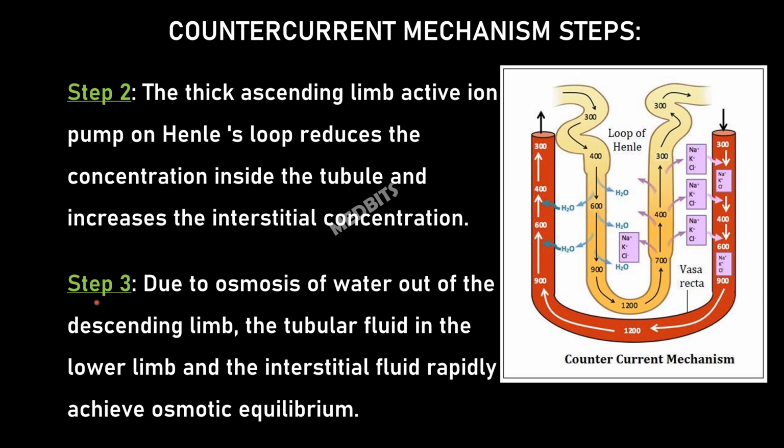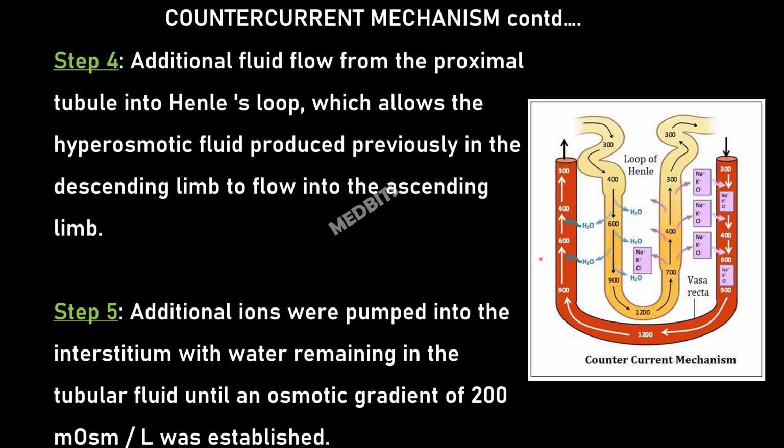And let's look into step 3. Due to osmosis of water out of the descending limb, you can see here H2O, the tubular fluid in the lower limb and the interstitial fluid rapidly achieve osmotic equilibrium. The additional fluid flow from the proximal tubule into Henle's loop allows the hyperosmotic fluid produced previously in the descending limb to flow into the ascending limb.